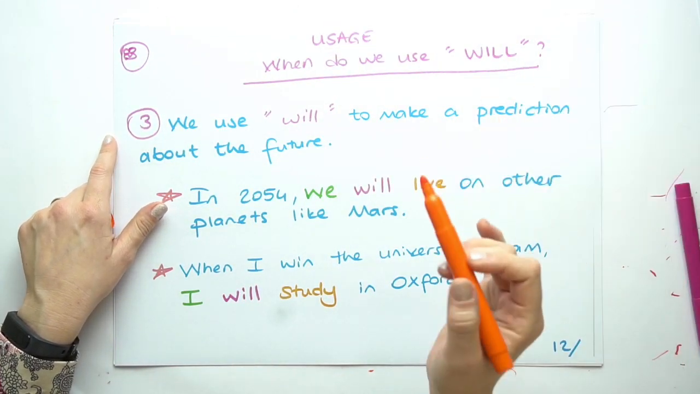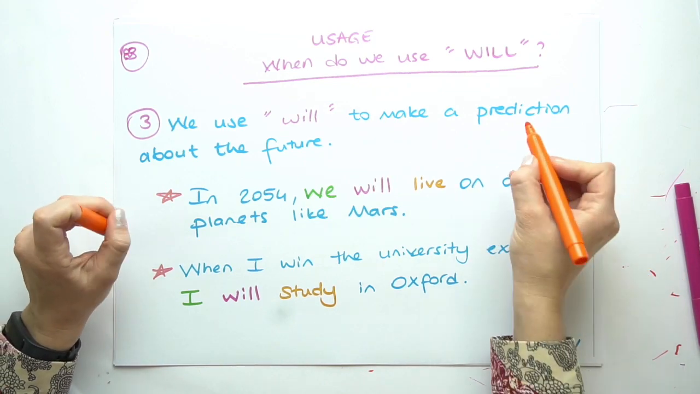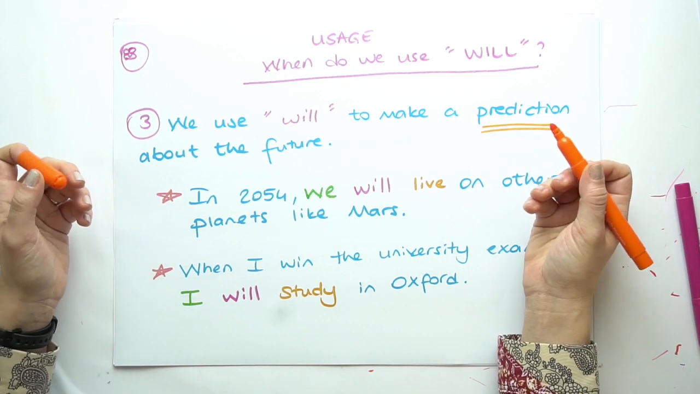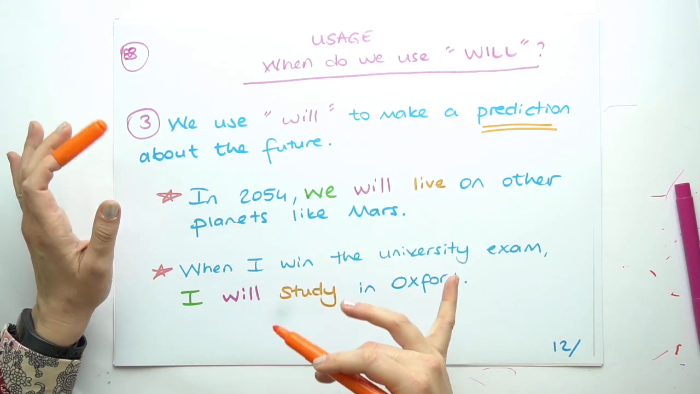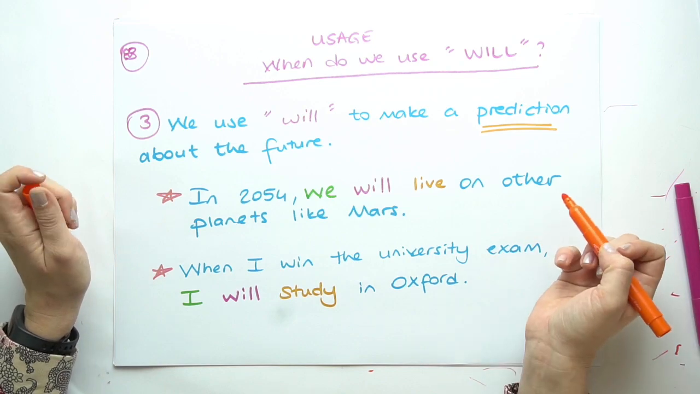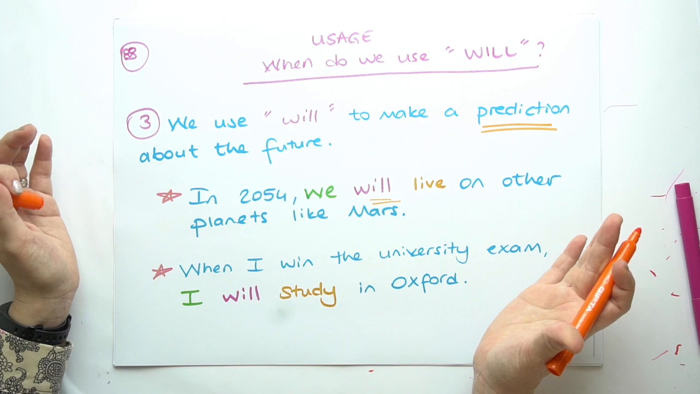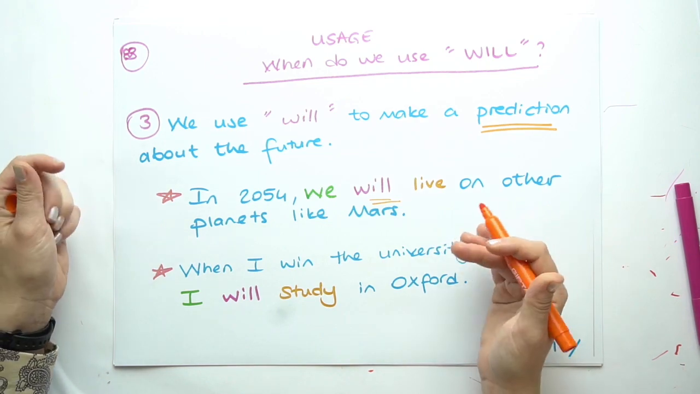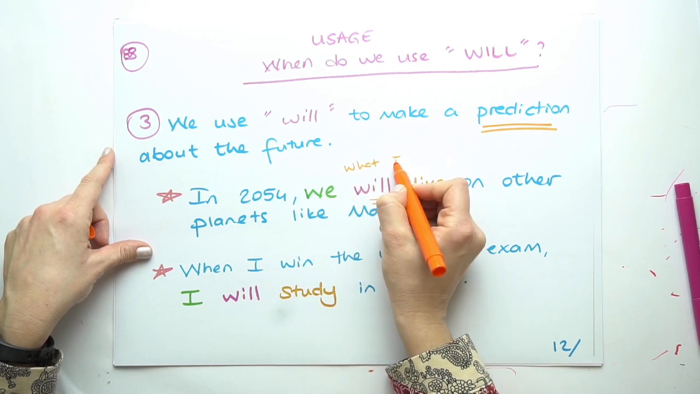Third usage of will. We use will to make a prediction about the future, but they are not based on a proof. This is just my idea. In 2054, we will live on other planets like Mars. This is my idea. It's not a planned action. I don't see any proof, but this is what I think.